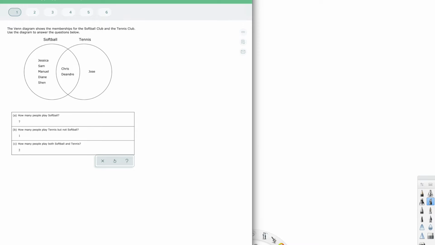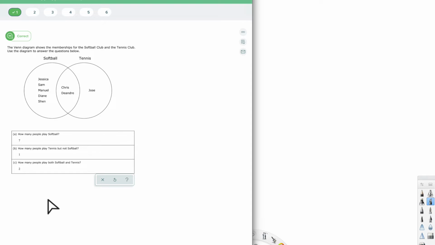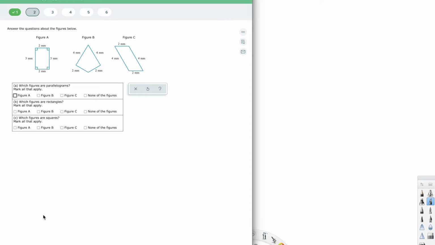All right, so that's just kind of a reminder of how Venn diagrams work. It's just comparing information. This one says answer the questions about the figures below. With this one, we have parallelograms, rectangles, and rhombi. Or squares, actually, just squares. It doesn't say rhombi on the description. So we can see parallelograms, rectangles, squares. And that's actually what this title is called, identifying those 3 things.